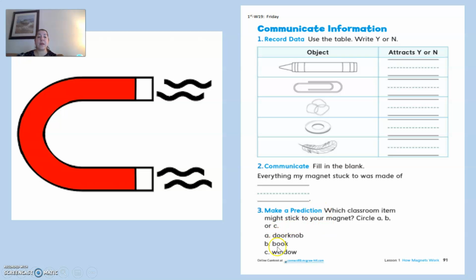So if you think a doorknob is going to stick, you're going to circle A. If you think a book is going to stick, you're going to circle B. And if you think the window is going to stick, you're going to circle C.